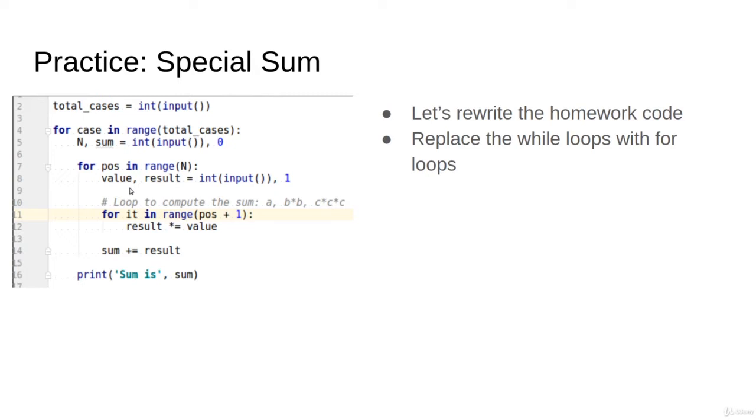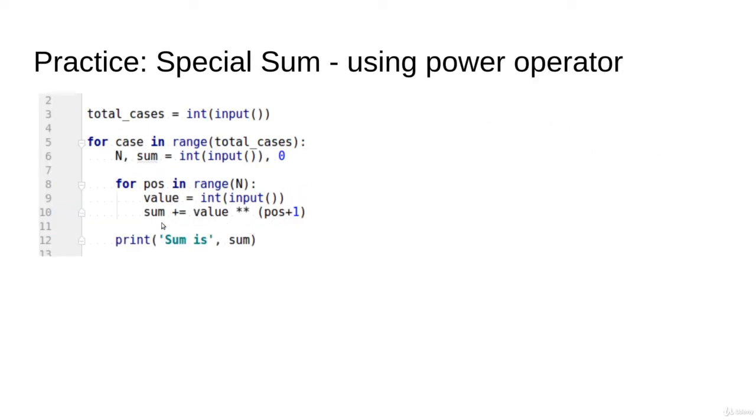After that, we would like to compute the current element to the power of position plus 1. Why plus 1? Because I started this range from 0. If you started this range from 1 to n plus 1, then you don't need to put the plus 1. It's up to you. So this third loop here is just doing this power thing. That's all. As you see, overall the for loops made our code much more convenient. If we would like to replace this for loop with the Python power operator, then it would just be sum plus equal value to the power position plus 1.